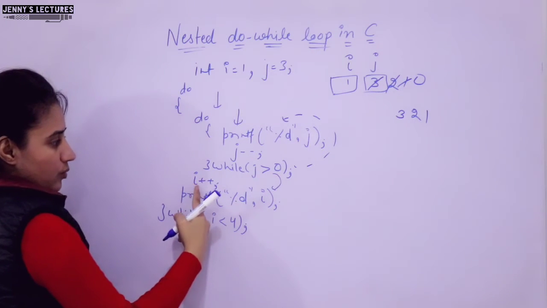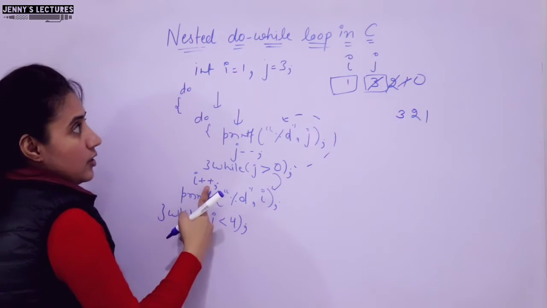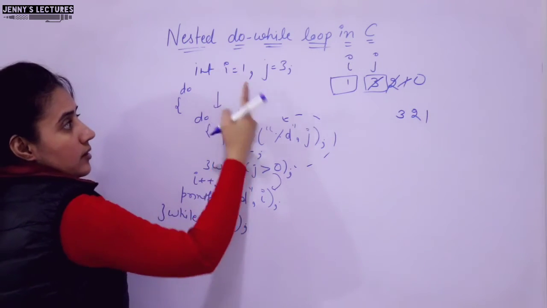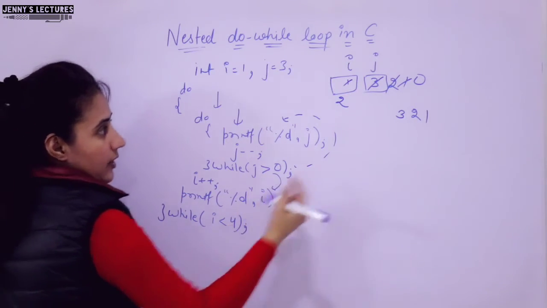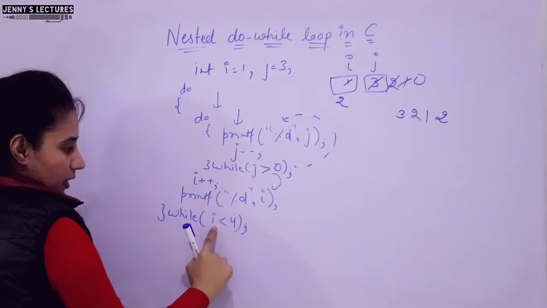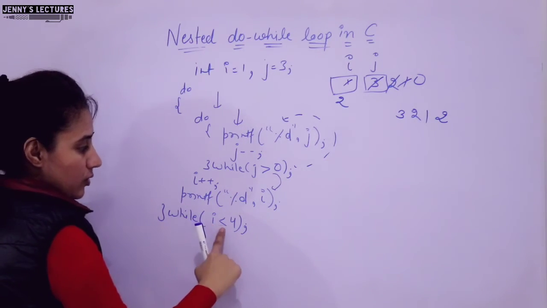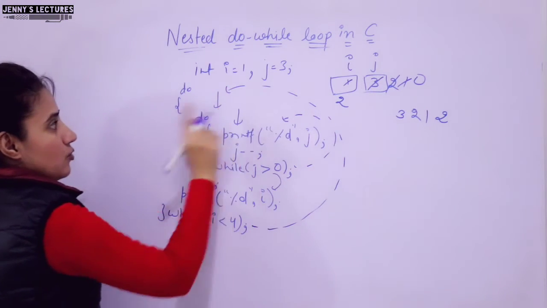After this inner do while loop, what statement have we written immediately after this? i plus plus, right? So now i is 1, now i becomes 2, right? Now printf i. So now 2 would be printed. Now check the outer loop condition. Is i value 2, 2 less than 4? Yes, the condition is true. Control will enter this outer loop again.